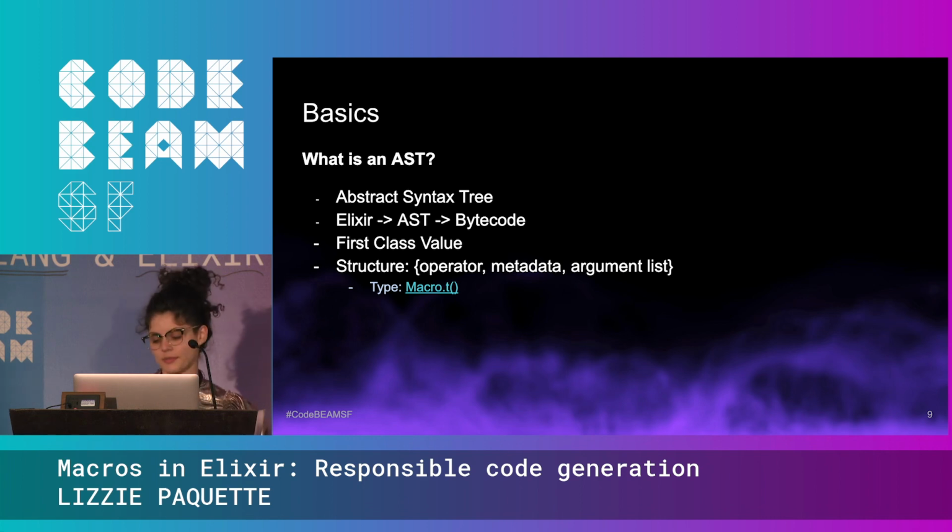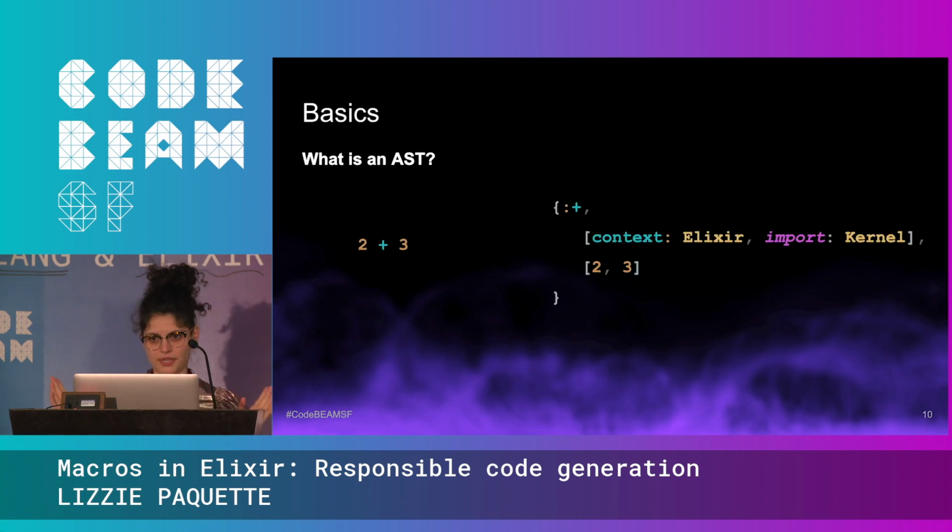So let's look at some examples. 2 plus 3, starting simple. On the left is 2 plus 3, and on the right is the abstract syntax tree. You can see that the atom plus is the operator. There's some metadata information in the list, and then the arguments to plus, 2 and 3.